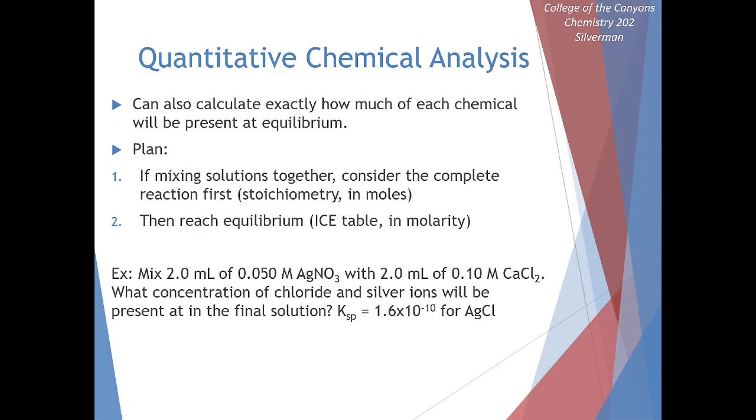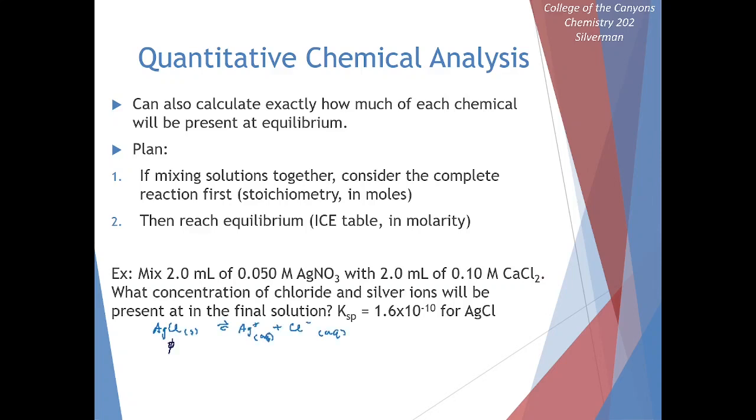If we have 2 mL of our 0.05 molar silver nitrate, 2 mL of our 0.1 molar calcium chloride, what do we have when we reach our equilibrium? KSP for silver chloride is extremely small. We're going to have mostly our silver chloride precipitating. After that, we might have some of our silver chloride dissolve just a small amount. Let's break it up into those two steps.